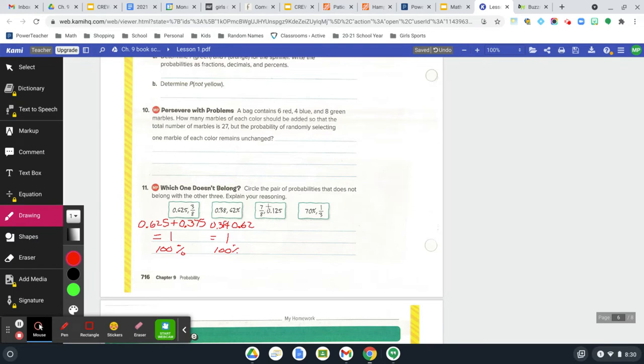So 7 divided by 8. And you should get 0.875. Now add that to hopefully its complement here, 0.125. Add those and see what happens. And here again, it equals 1 and 100%. So far, these first 3 cards, really, these all go together. Let's check this last one.